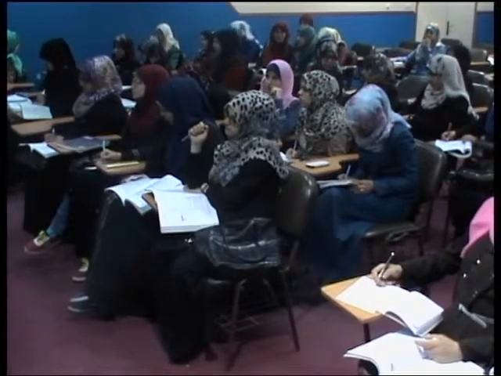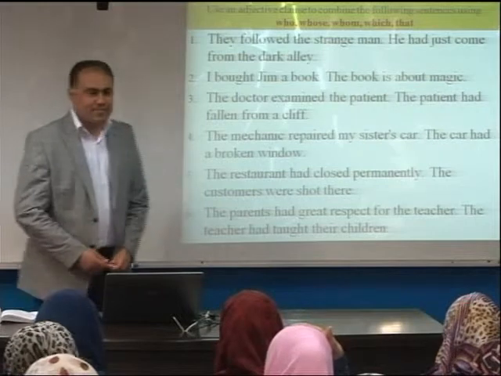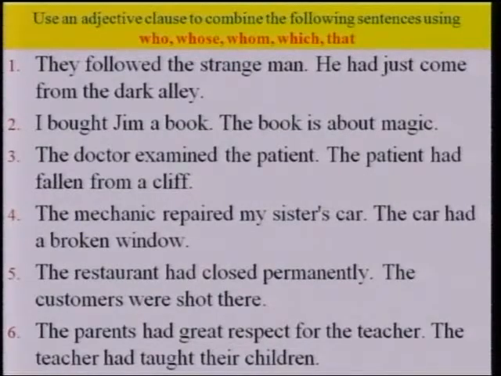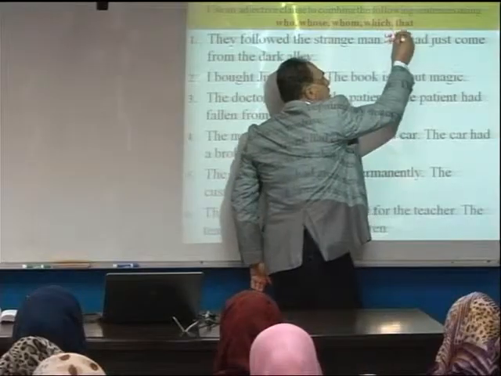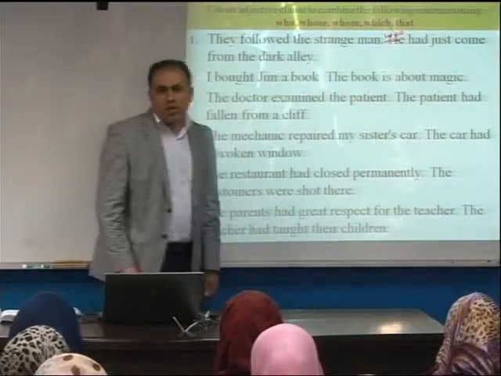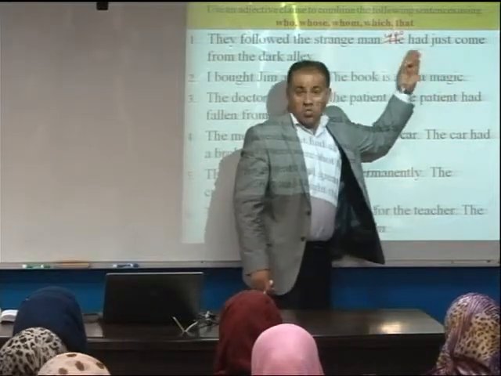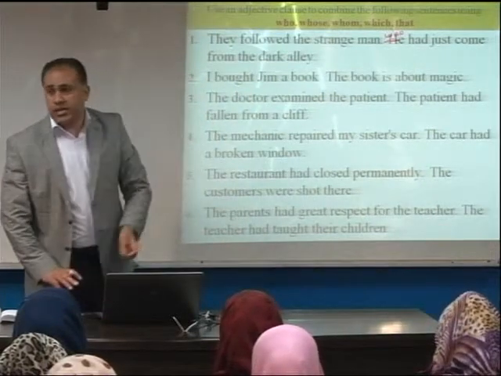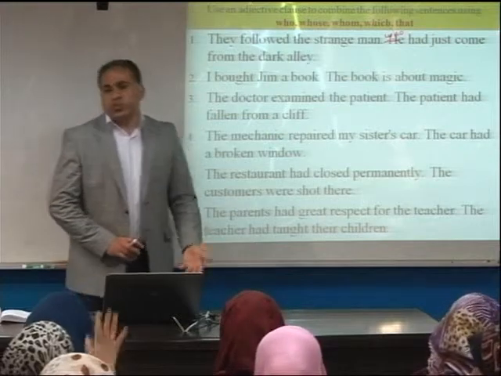All right, let's see number one. They told the same man who has just come. Very nice. So it has to be who. Why is it who, not whom or whose? Because here, who is the subject of the clause, because it replaces "he," and the man is the subject of the second clause, not the object of the second clause. That's why we use who generally.